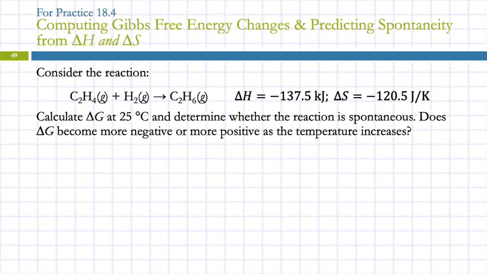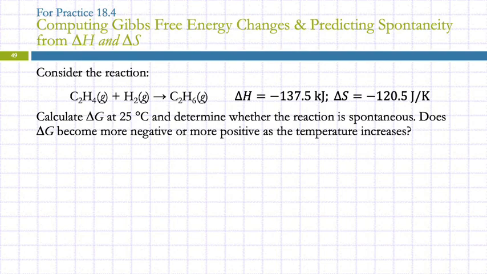Consider the reaction. Calculate delta G at 25 degrees Celsius. Determine whether the reaction is spontaneous. Does delta G become more negative or more positive as the temperature increases? So I don't know if you remember looking this up in 1A, but in the appendix at the back of your book, there's several pages of tables that give heats of formation for lots of different compounds. And there's two other columns that give delta G and delta S. And this is where those come in, right?